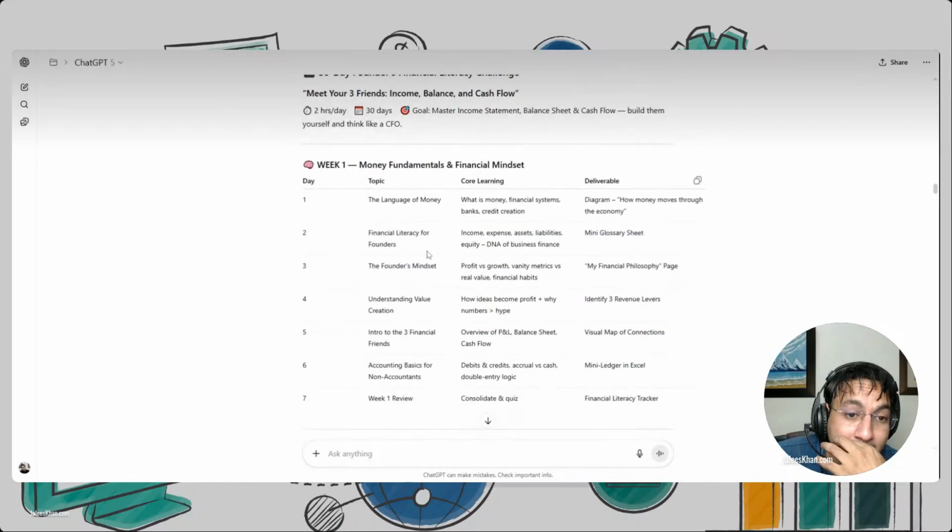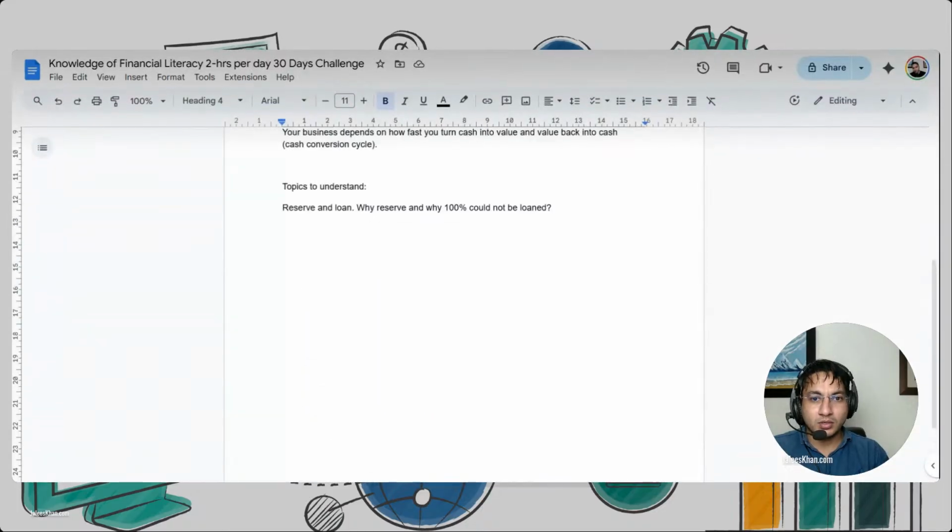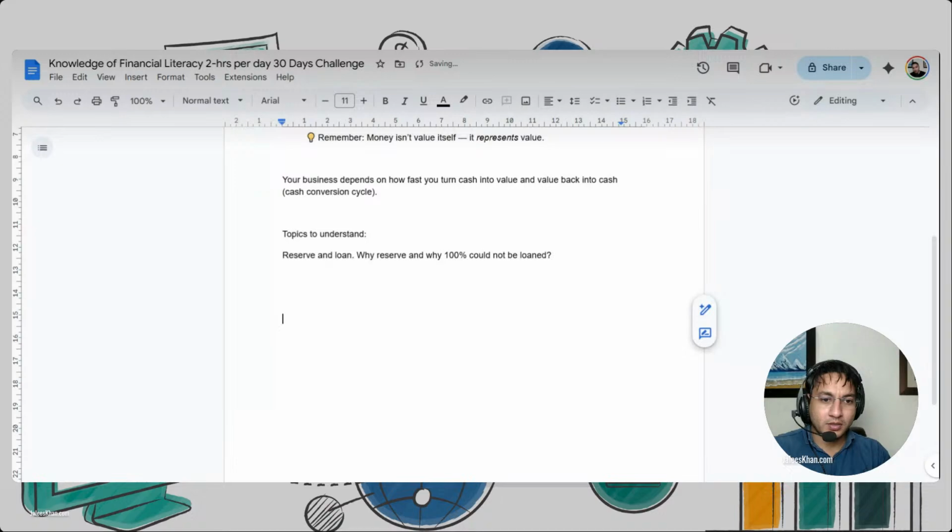By the way, we are on day 2. You can say that we missed one day. Financial system, credit, education, we got it. Banks, we got it. We understand that diagram well. So how does money move through the economy? I'm going to put my understanding here.